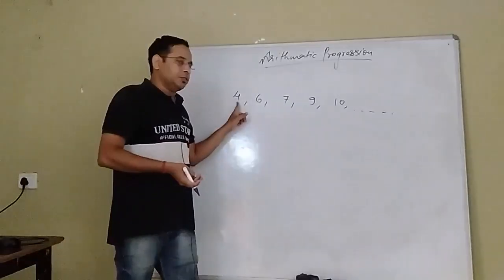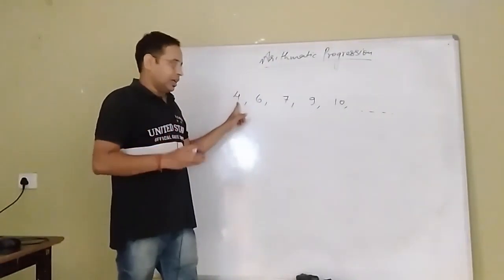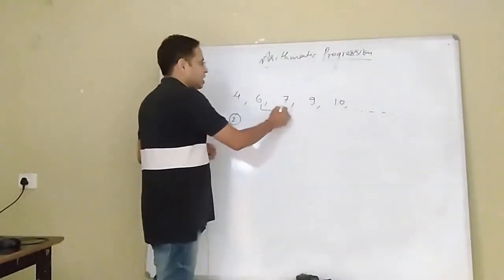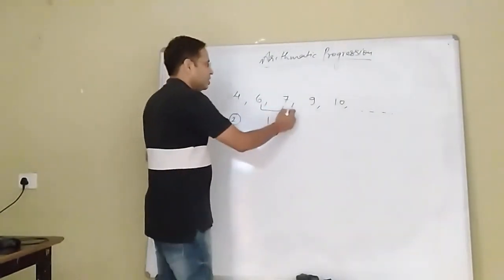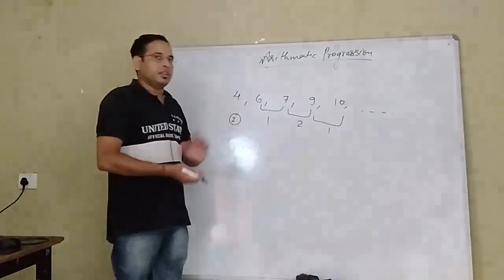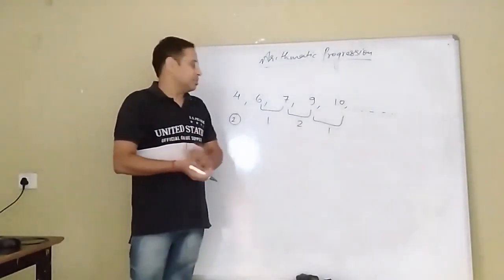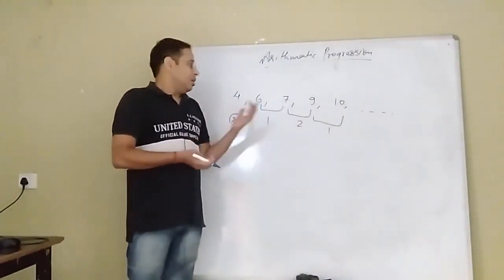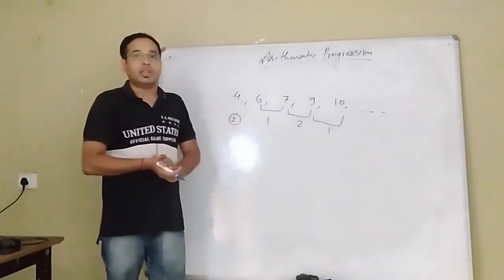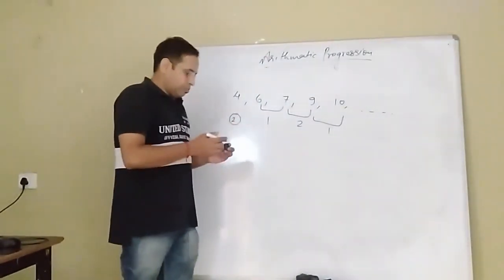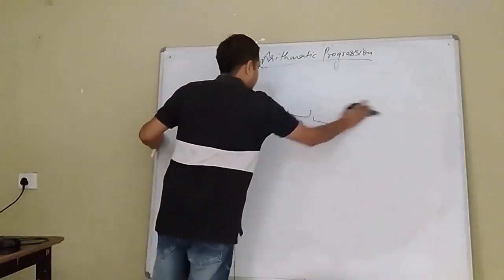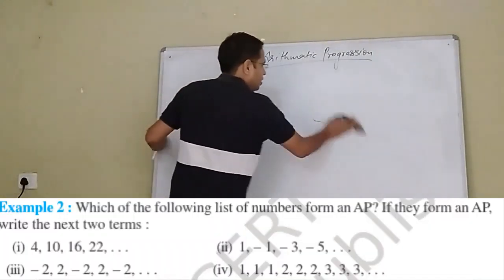Look, 6 minus 4 is 2, correct, so here we got 2. Then 6 minus 7 is 1. Here 2, then 1. It means that this series is not in arithmetic progression, since the common difference does not remain constant throughout the series, therefore the series is not in AP. Okay, let's move further to get a few more things related to this.